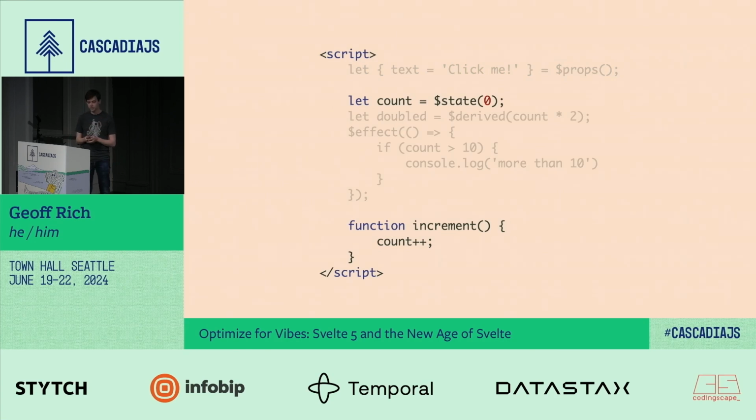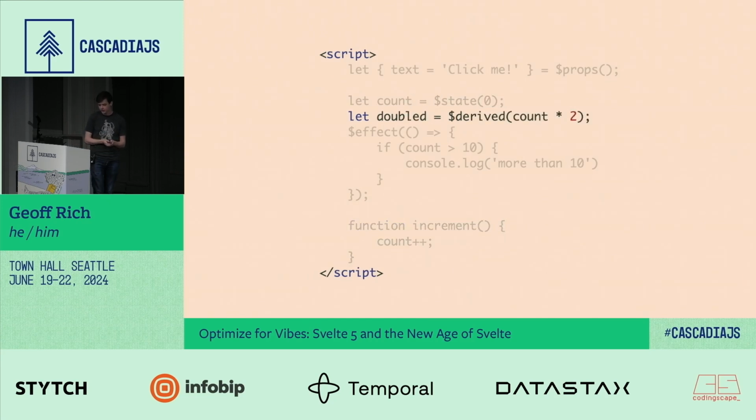Under the hood, the state rune will use something called a signal, so Svelte can perform targeted updates when this value changes. However, as far as the component author is concerned, count is just a regular number, and you can access and update it just like you would any number in JavaScript. It's not a special reactive object or a function that needs to be called. It's just a number. This is important for vibes reasons, and we'll talk a little bit more about this later.